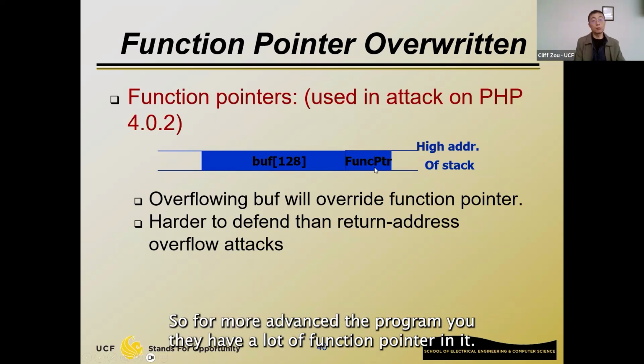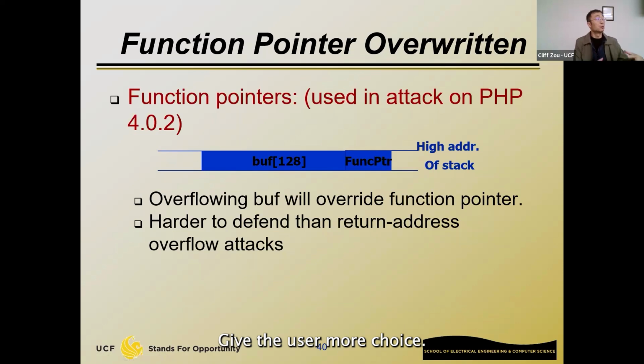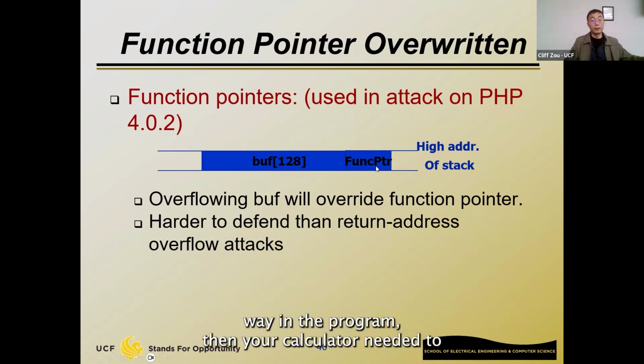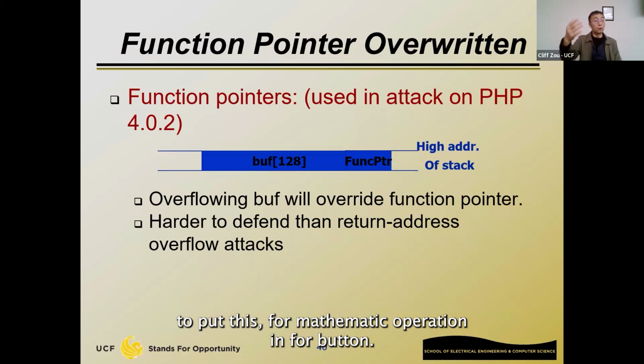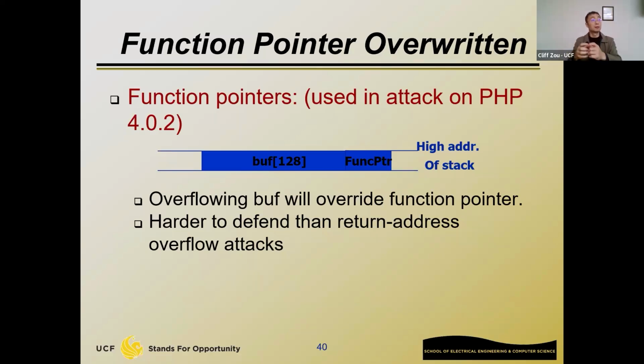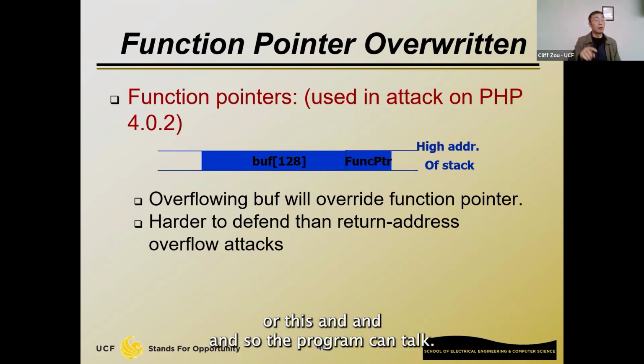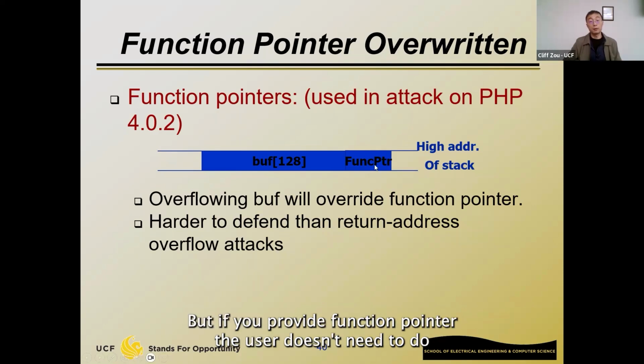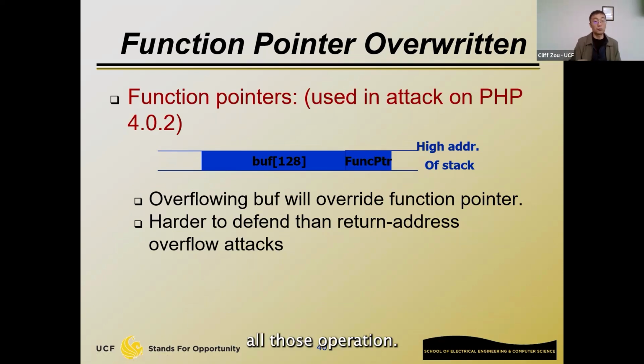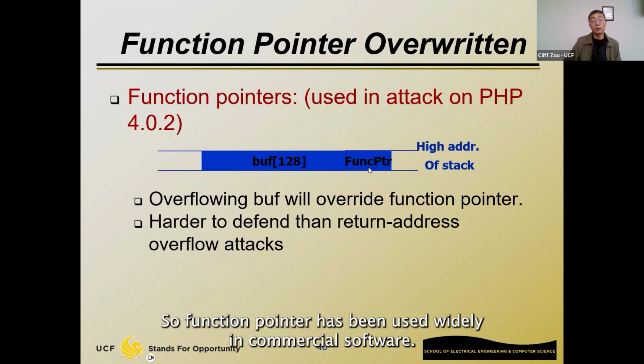For more advanced programs, they have a lot of function pointers in them, giving the user more choice. If you don't have this function pointer approach in the program, then your calculator needs to put these 4 mathematical operations in 4 buttons. So the user has to click a plus button, minus button, and so on, and the program controls it. But if you provide a function pointer, then the user doesn't need to do all those operations. So function pointers have been used widely in commercial software.